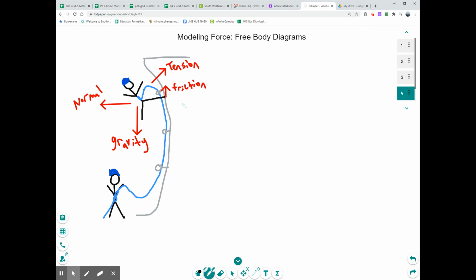So the wall is applying a 90-degree force to the left called the normal force. Their foot is dragging on the wall as they go down, so there's a frictional force there. And then also this rope is taut and it's pulling on you.